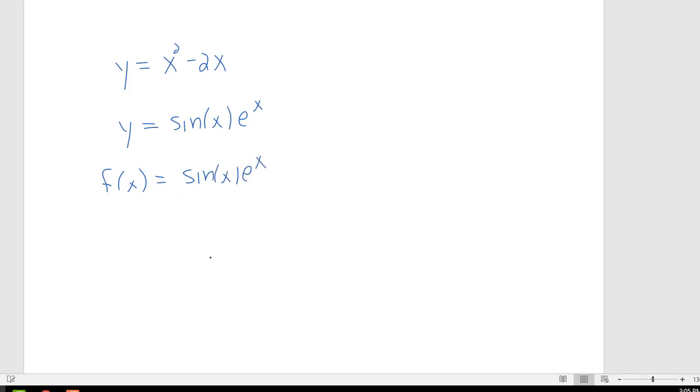So what does an explicit formula mean? If I have y equals x squared minus 2x, that's y being explicitly defined as a function of x. I could have y equals sine of x times e to the x. Y is explicitly defined as a function of x, right? And a lot of times we use symbolic notation, like where we say f of x equals sine of x e to the x.